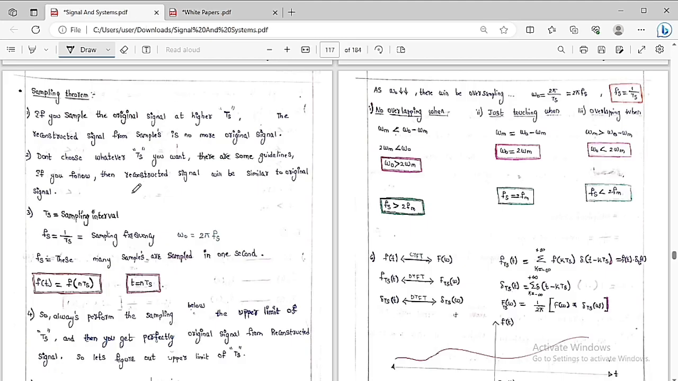So now let's go for the other point. Don't choose whatever Ts you want. There are some guidelines.